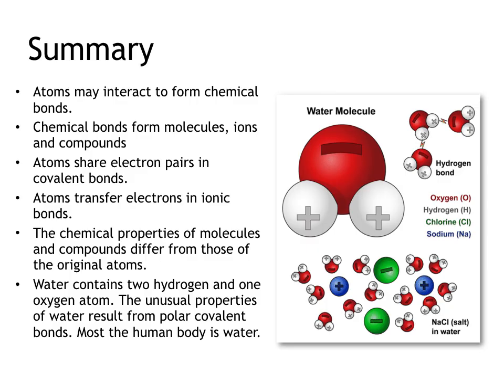What we want is basically to know that atoms may interact to form chemical bonds. Chemical bonds form molecules, they can form ions, and they can form compounds. Atoms share electrons in covalent bonds, and atoms transfer electrons in ionic bonds. The chemical properties of molecules and compounds differ from those of the original atoms. Water is a really good example of that. Water contains two hydrogen and one oxygen atom, and it has unusual properties because of the covalent bonds. Most of the human body is water.